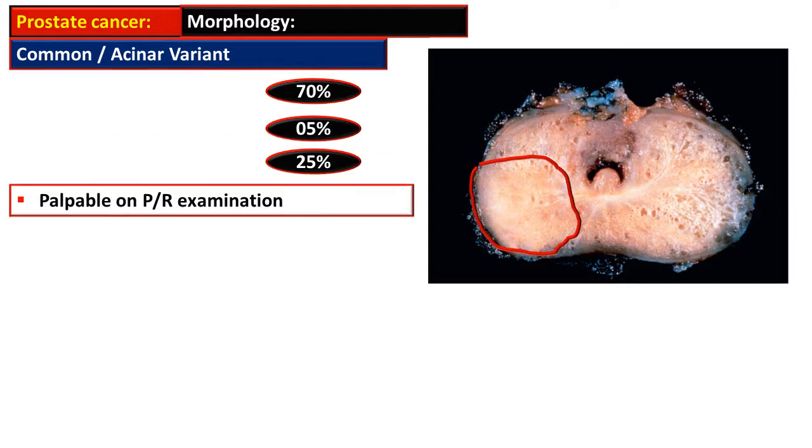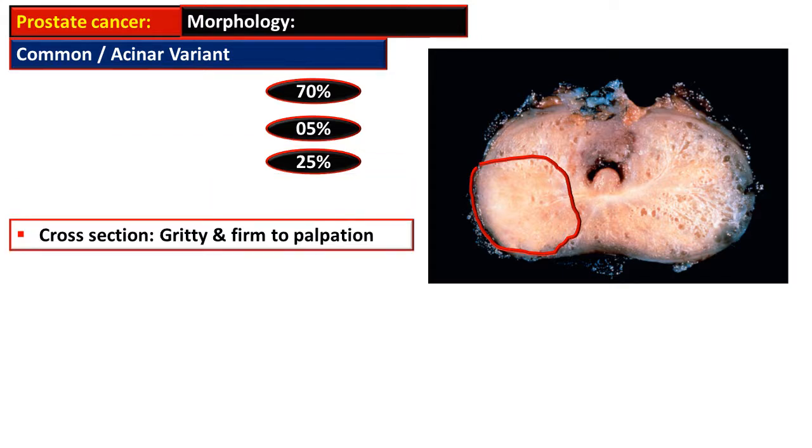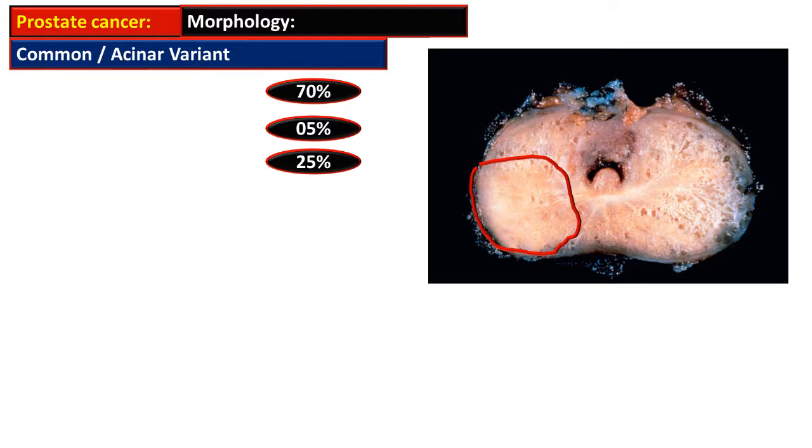When located in the peripheral zone, it can be palpated by digital rectal examination, and the cut surface of the prostate adenocarcinoma is grey-white and firm to palpation, and in this picture it is marked by this red circle. Here the posterior area of the prostate gland is affected, the peripheral posterior area in this prostate is involved by this tumor. The non-malignant area of the prostate is spongy in appearance.